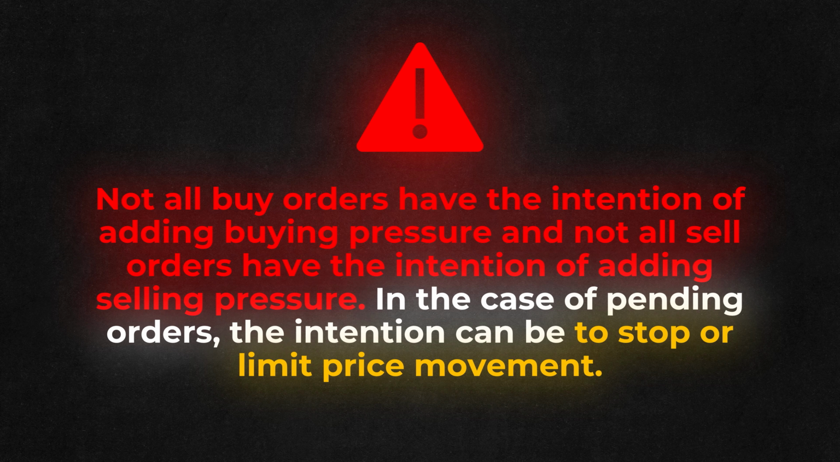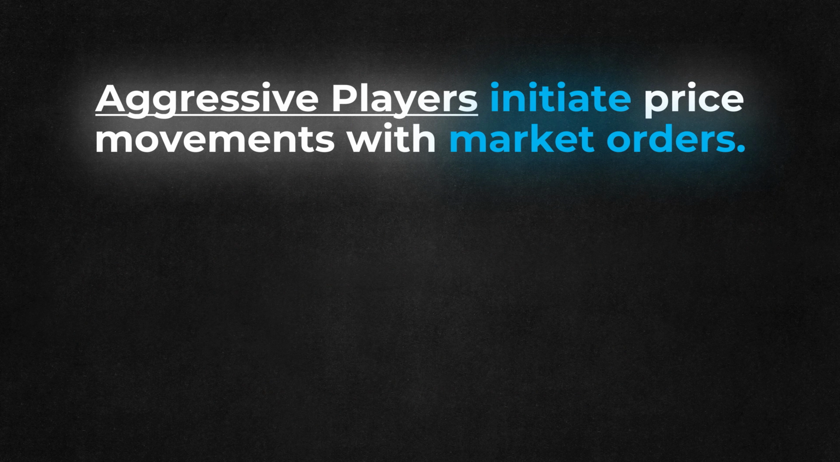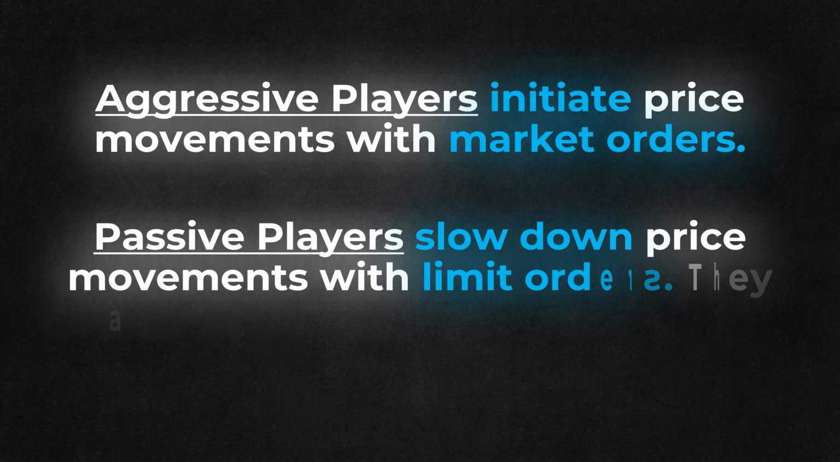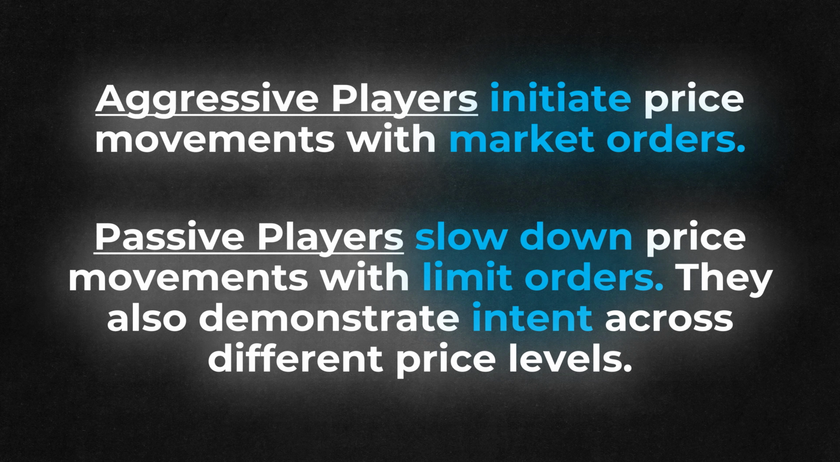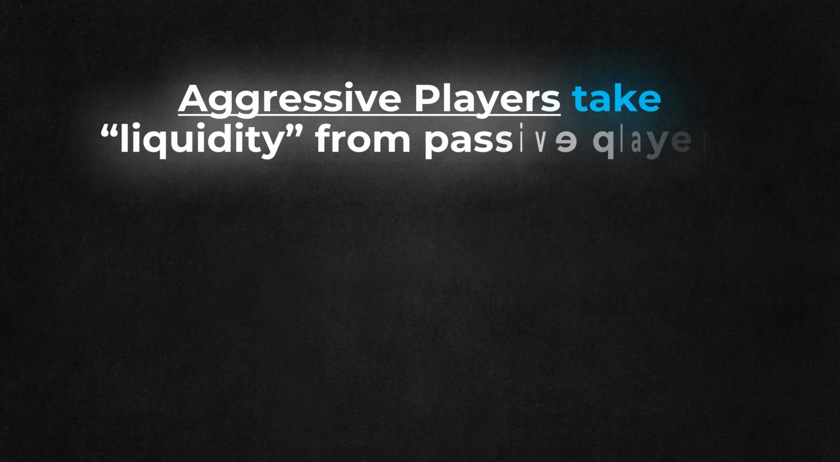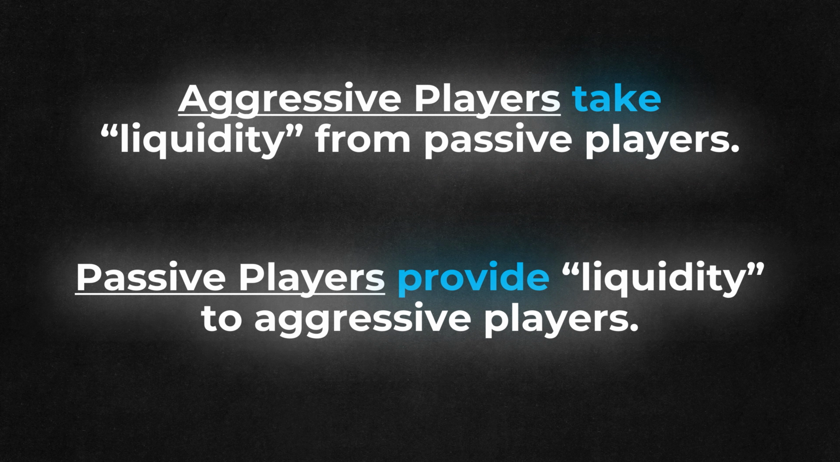There are basically two types, the aggressive and the passive players. Aggressive players are the ones that initiate price movements, and they do so through the use of market orders. Passive players don't initiate price movements, but they can slow it down or stop it, and they do that through limit orders. That also means that passive players demonstrate intent across different price levels, as we'll see later. Another way of thinking about aggressive and passive players is that aggressive players take liquidity from passive players, and passive players provide liquidity to the aggressive players.